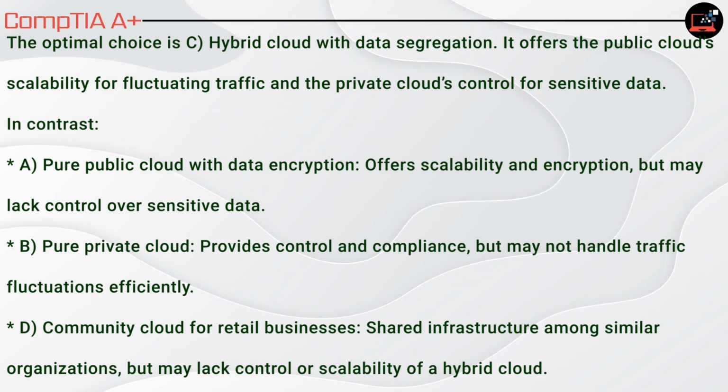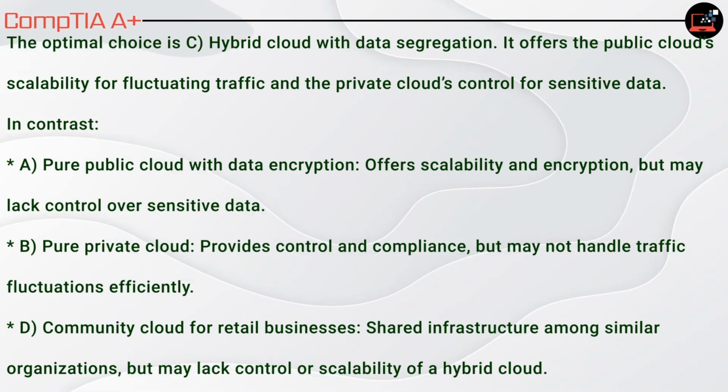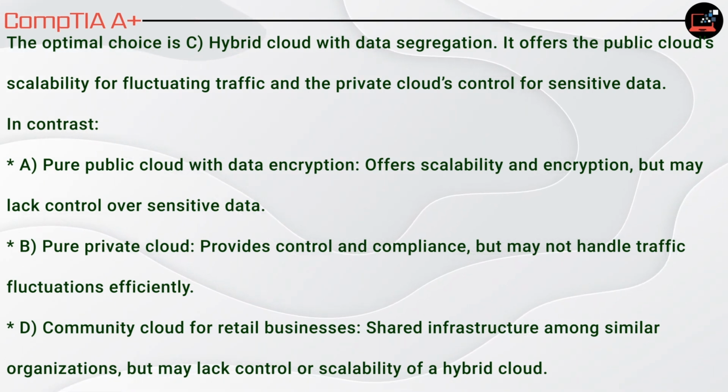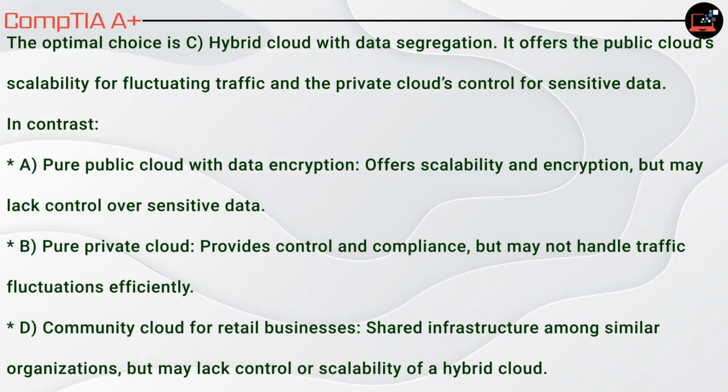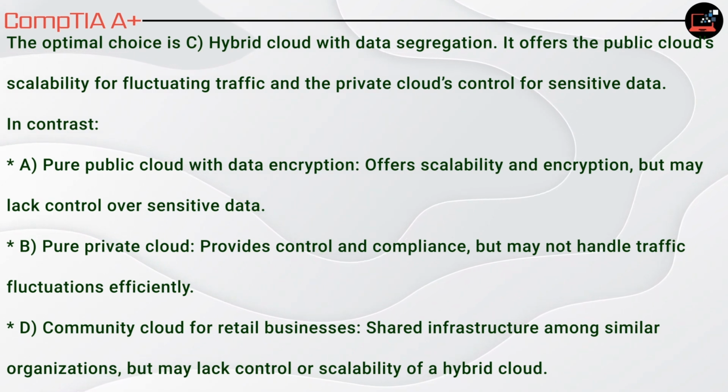The optimal choice is C. Hybrid cloud with data segregation. It offers the public cloud's scalability for fluctuating traffic and the private cloud's control of sensitive data.